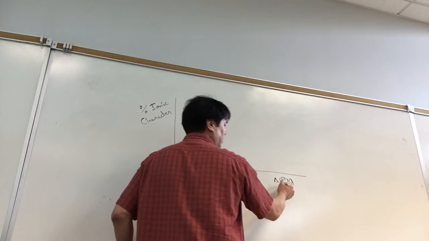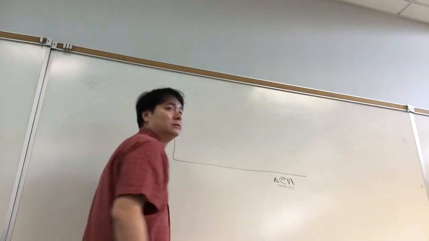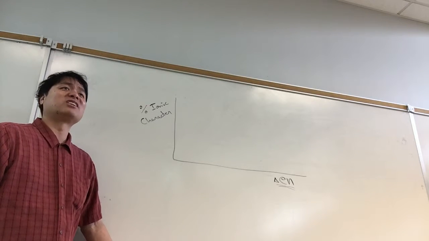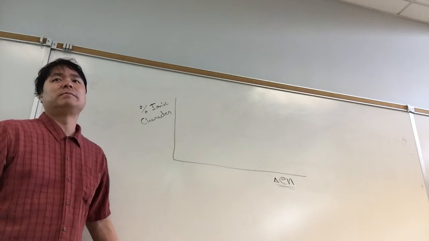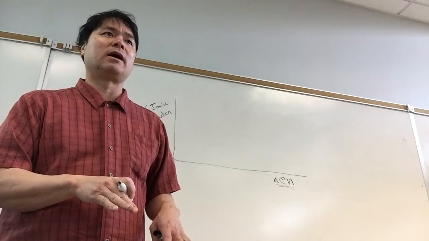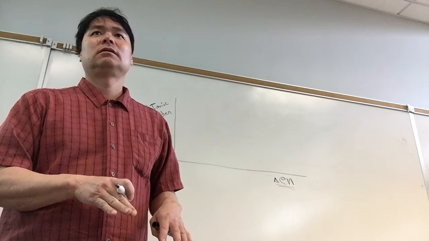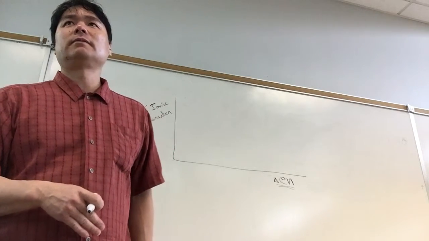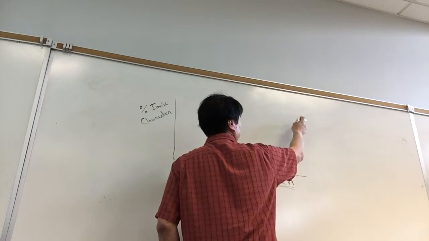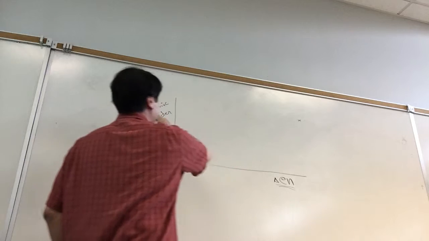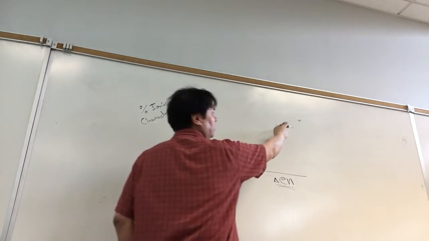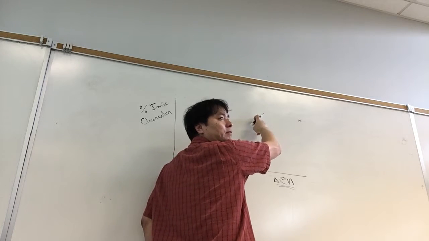Do you guys remember what delta EN stands for? The difference in electronegativity. And so the bigger the difference in electronegativity, the more ionic the bond. The bigger the difference in electronegativity, the greater the percent ionic character of the bond. And so we expect some bonds to be 100% ionic up here, let's say.